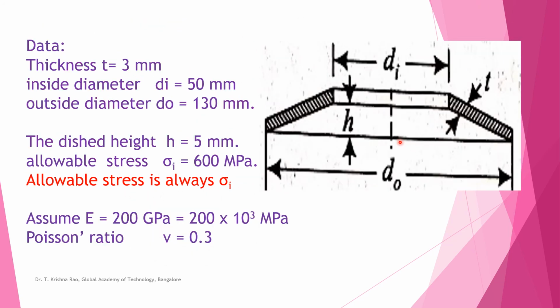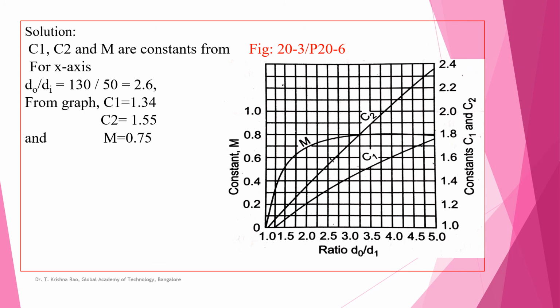Let's see the figure again. The data given: thickness 3 mm, inside diameter 50 mm, outside diameter 130 mm. The dished height, from inside to inside, this gap is 5 mm. Allowable stress is always sigma I, 600 MPa. Two dimensions are not given. Young's modulus we take as 200 GPa and Poisson ratio 0.3 for steels. What we know is sigma I, so we start from sigma I.